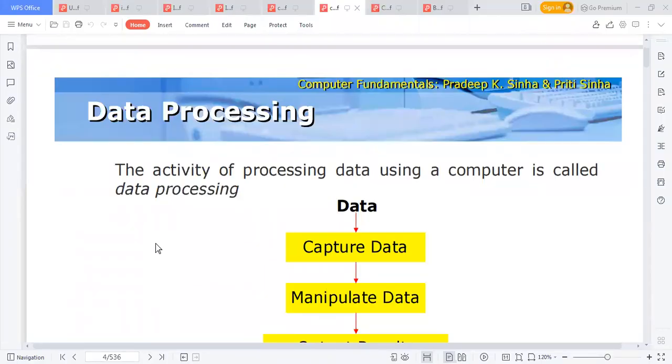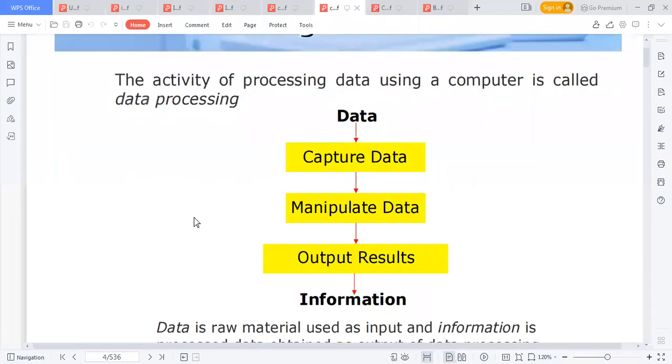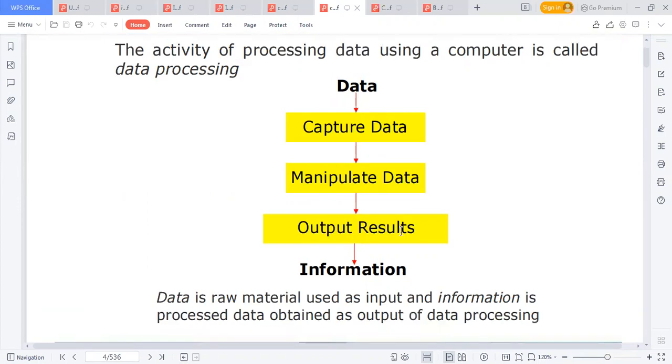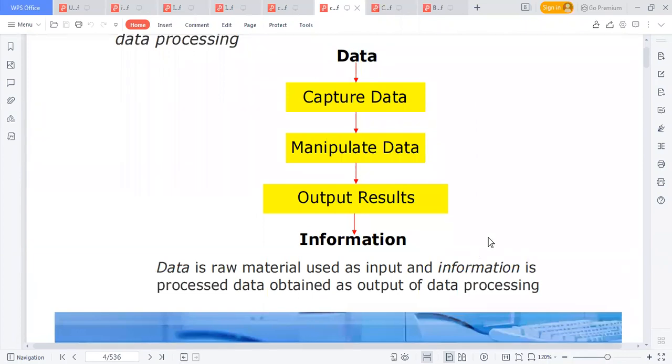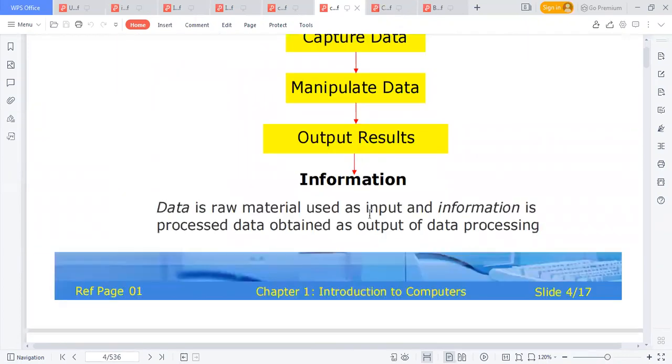Okay. Now data processing. The activity of processing data using a computer is called data processing. For data processing, first of all we have to input data and capture data, then manipulate data. Then this data will result as output. That means output results, then we get the information. So actually, we have input, processing, and output. Data is a raw material used as input, and information is processed data obtained as output of data processing.